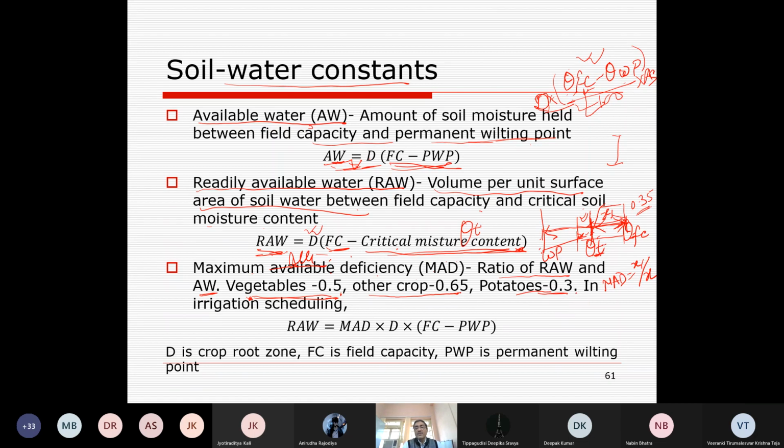So in irrigation scheduling, readily available water, now you can see from here, readily available water divided by total available water. So readily available water is management allowable deficit times available water, and available water is written here as field capacity minus permanent wilting point. So it is like this. Hope you have a very clear idea.